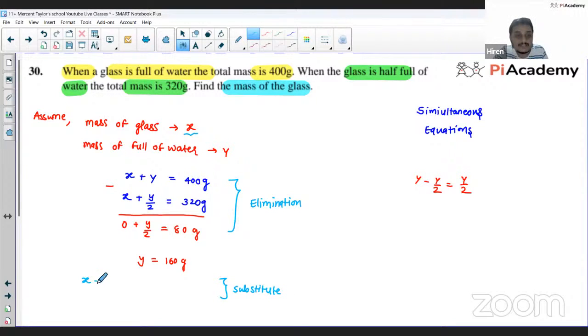Whatever value you got here, you have to substitute. Let's take the first equation, X plus Y. Instead of Y, this time I can write 160, equals 400 grams. Very clear, everyone? So X plus 160 equals 400 grams. It means X must be 240 grams, because 240 plus 160 gives you 400 grams. If you are getting 240 grams, then you are scoring 3 marks. Well done if you got this question.